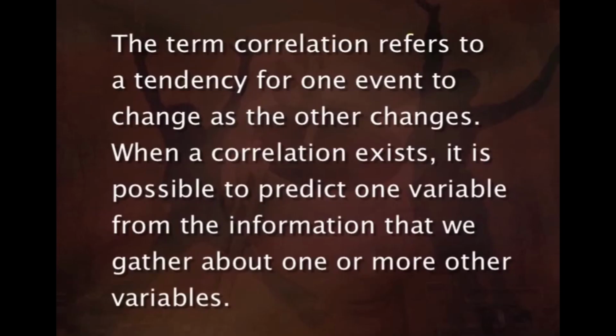At various times, one would have probably noticed that some events appear to be related to the occurrence of others. That is, as one event changes, there would be a change in another event too. For example, when interest rates rise, the stock market often falls. When two events are related in this way, they are said to be correlated, or that a correlation exists between them. The term correlation refers to a tendency for one event to change as the other event changes. When a correlation exists, it is possible to predict one variable from the information that we gather about other variables.